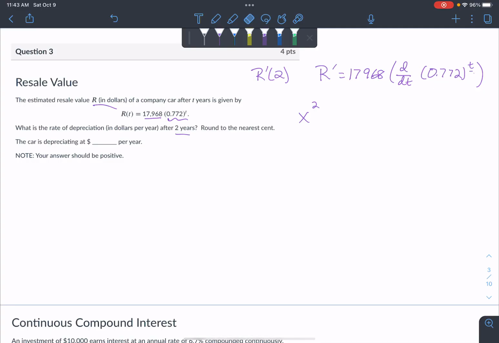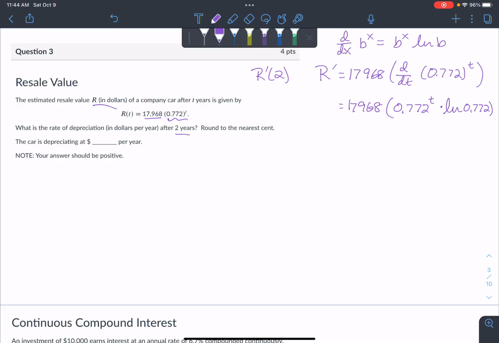So that's where we need to use our special rule that we learned in this chapter, where the derivative of b to the x, say, so it's some constant raised to some variable x, is b to the x times natural log of b. So let's use that form. So my b is 0.772 to the x, so that's my variable t, times my natural log of my base b, which in this case is 0.772. So that's my r prime.